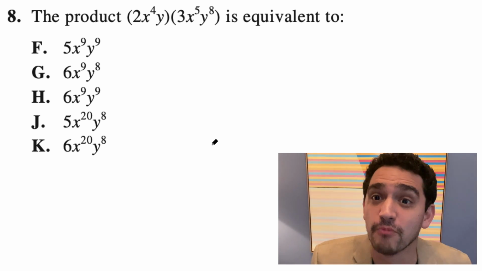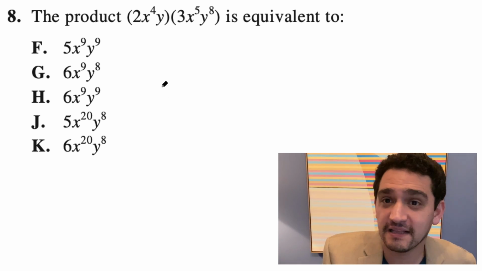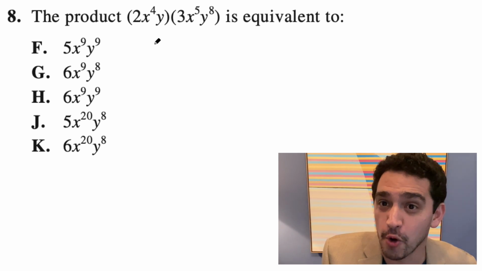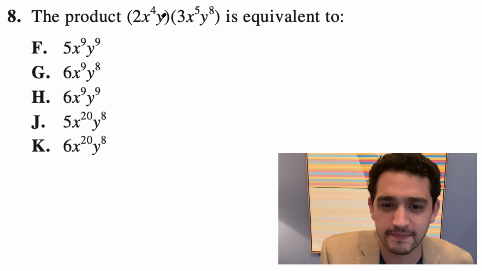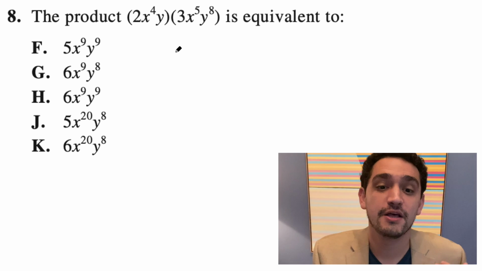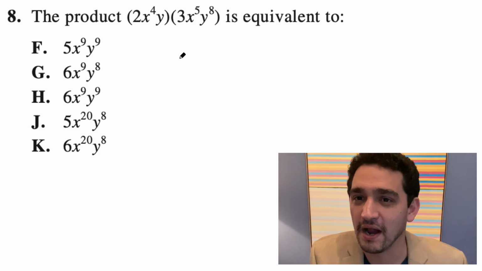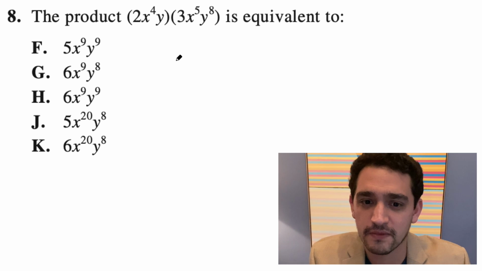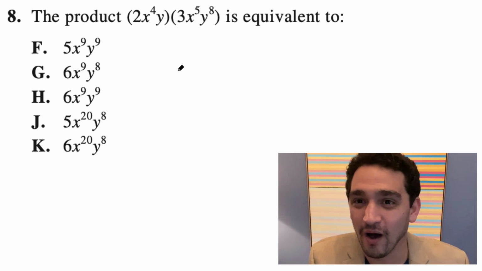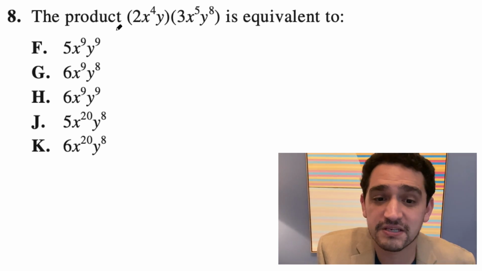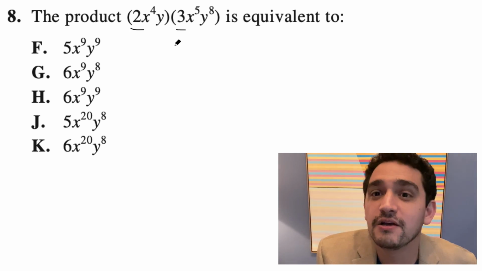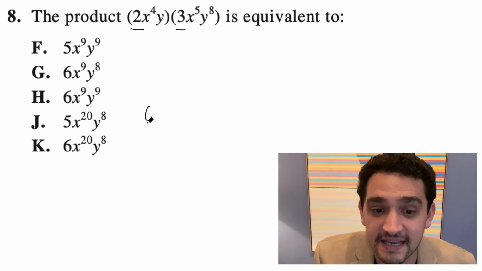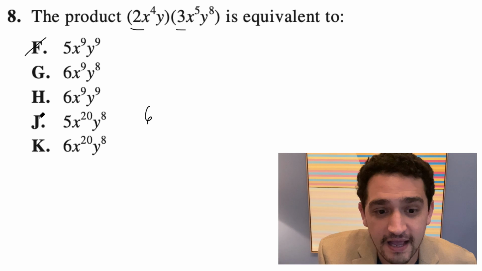All we have here is a multiplication problem. Basically, we have 2 monomials, 2x to the 4th times y, times 3x to the 5th times y to the 8th. All we have to do is multiply integers with integers, x's with x's, and y's with y's. First things first, what is 2 times 3? 2 times 3 is 6, so we can cross out F and J.